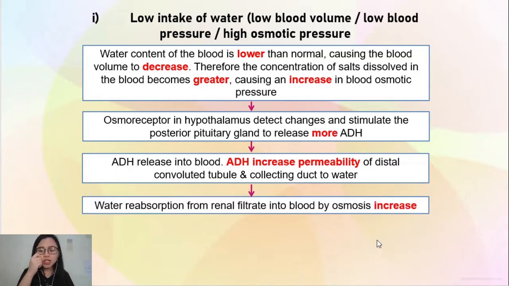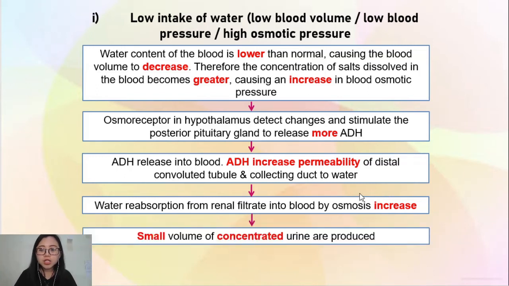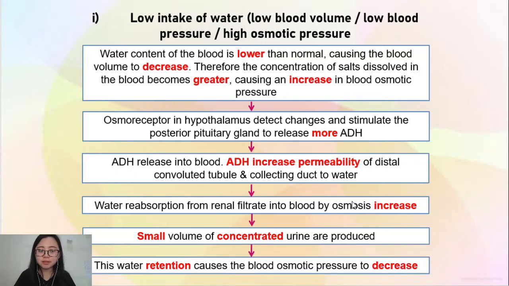What happens next is you will have water reabsorption from renal filtrate into blood by osmosis increase. Semakin banyak air akan diserap semula di dalam kita punya nephron. So, a small volume of concentrated urine are produced. Kencing kita semakin sedikit dan semakin pekat.